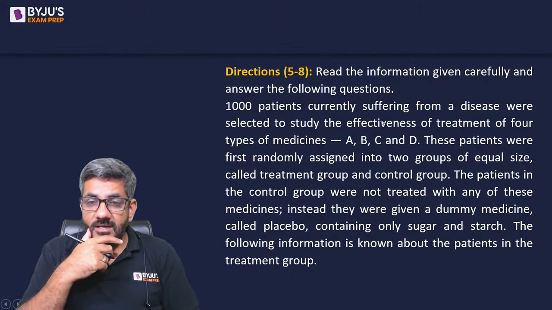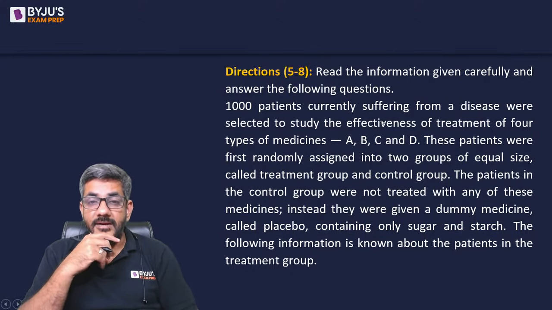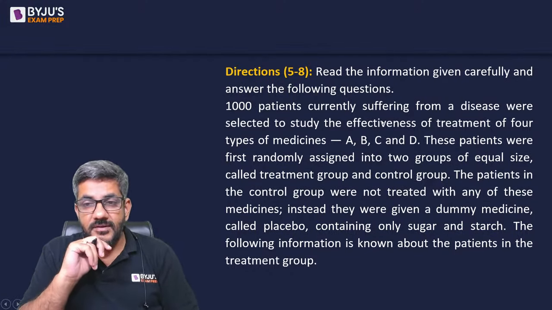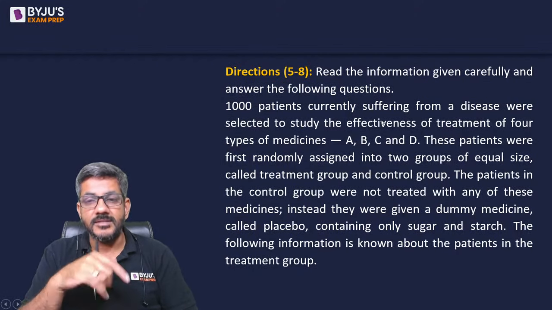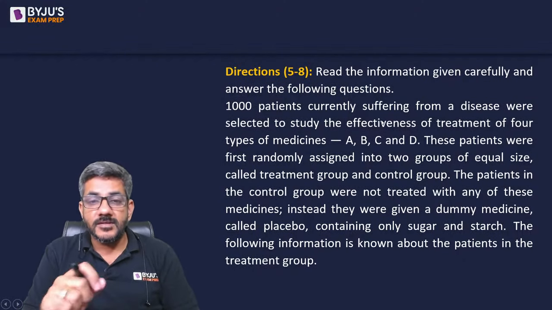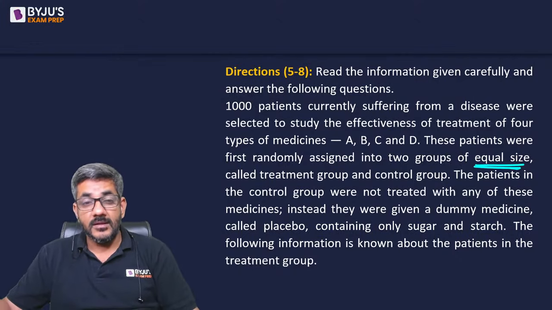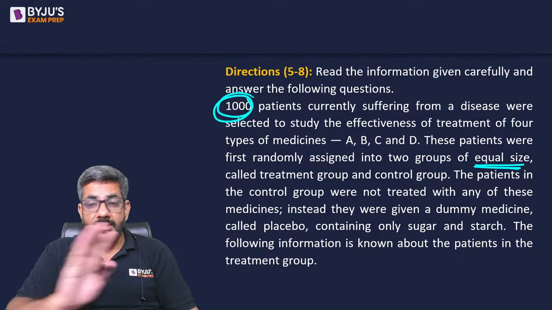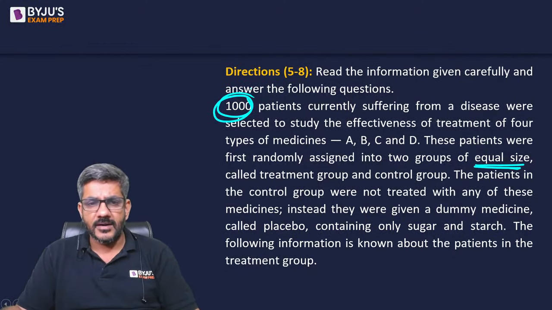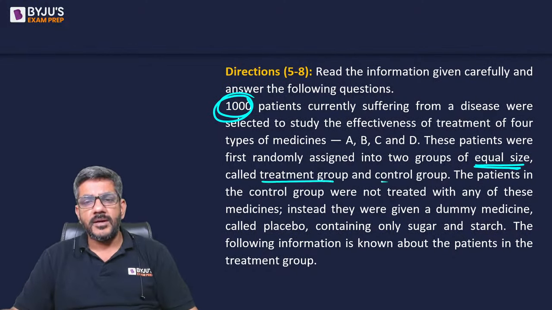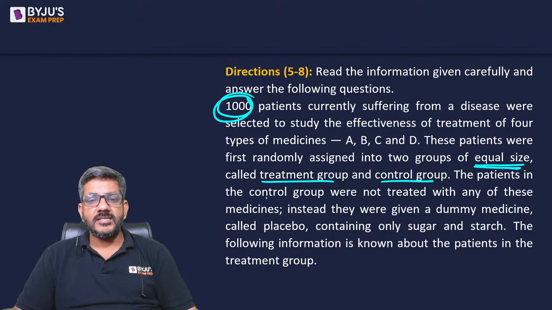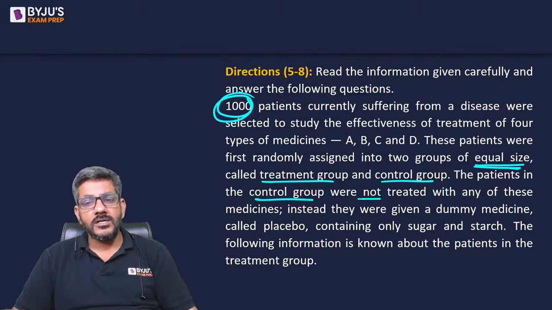1,000 patients currently suffering from a disease were selected to study the effectiveness of treatment of 4 types of medicines, A, B, C, D. These patients were first randomly assigned into 2 groups of equal size. 1,000 people are there. We have made 2 groups of equal size. That means 500 each. They are called treatment group and control group. The patients in the control group were not treated with any of the medicines. Instead, they were given a dummy medicine called placebo containing only sugar and starch.